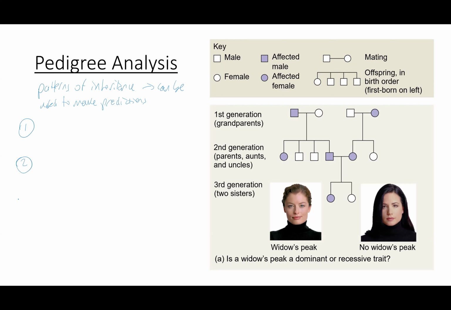And so the first thing you need to do when you look at a pedigree, so we've got a family chart over here. Squares are males and circles are females. Affected males are filled in and affected females are filled in. If there's a line between them, they're producing offspring together, and these are showing you the offspring in birth order, always left to right. So the first thing you have to do is determine the pattern of inheritance.